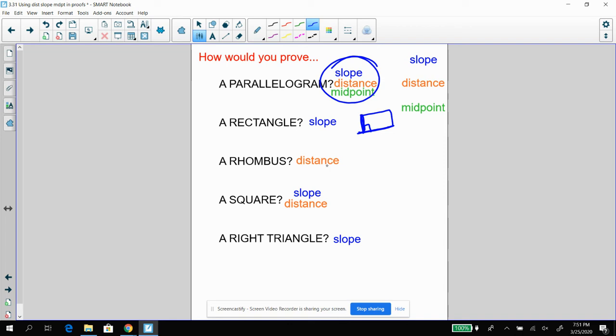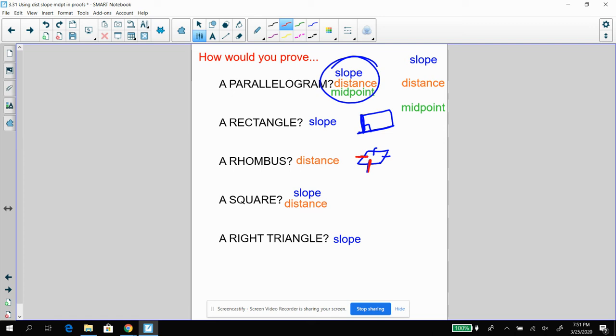A rhombus, same thing. I can use the distance formula 4 times, and I can find that this side and this side and this side and this side are all the same distance. Or if you know already that this rhombus is a parallelogram, then you could figure out that consecutive sides are congruent to each other. And once you know that consecutive sides are congruent to each other, then you would know that everything's congruent to each other.